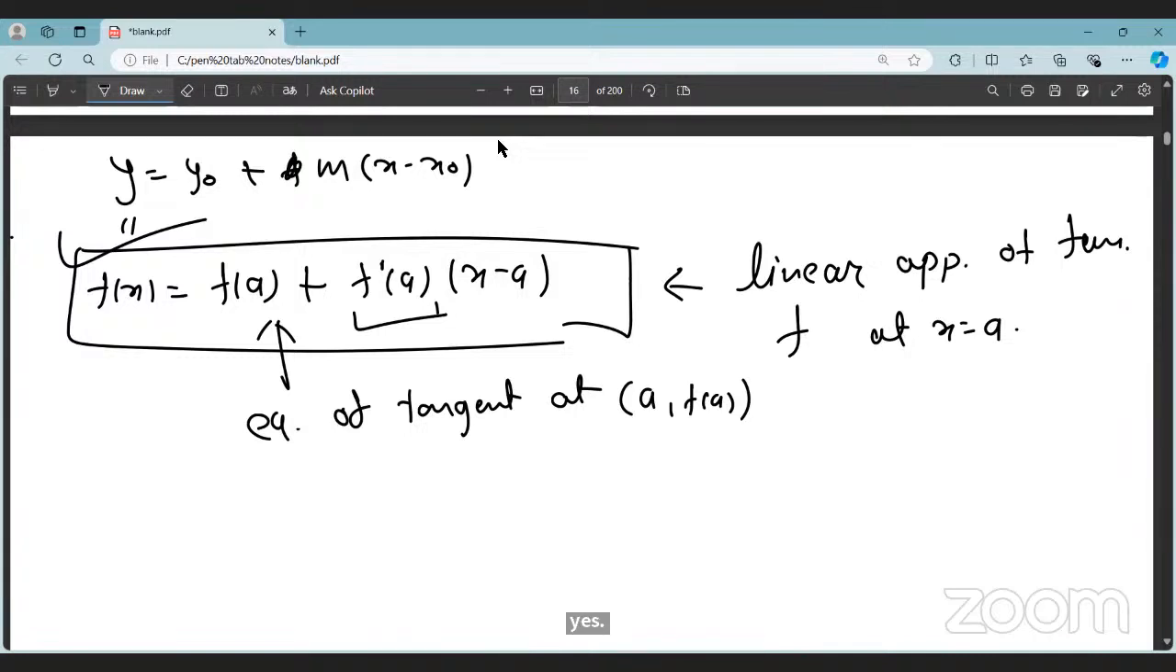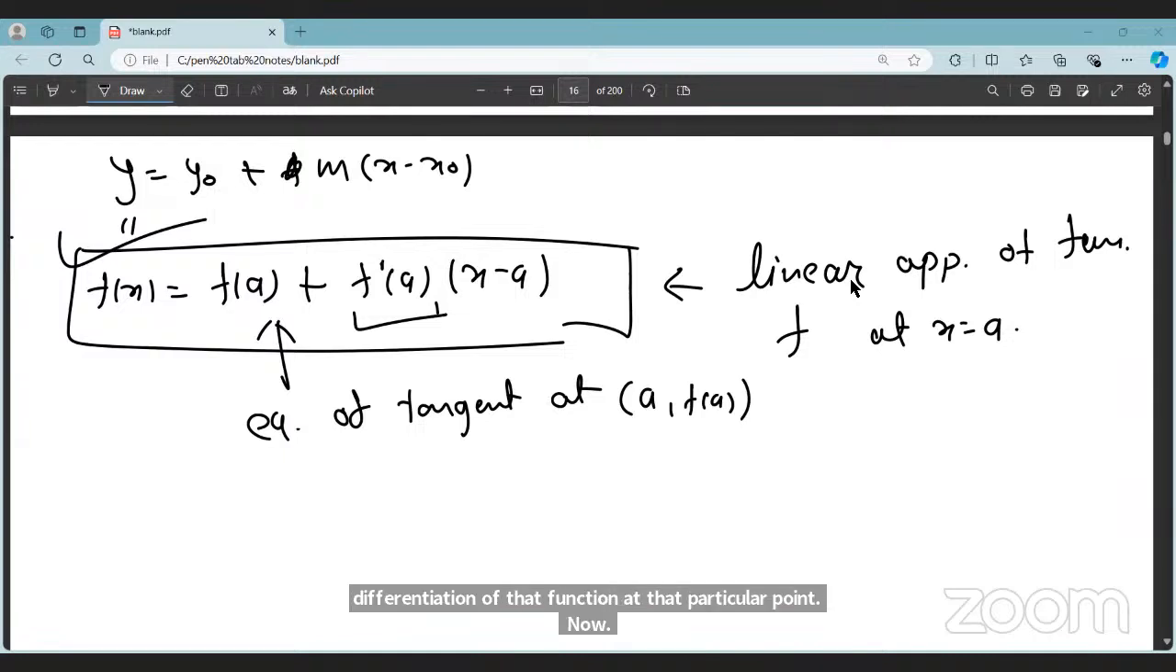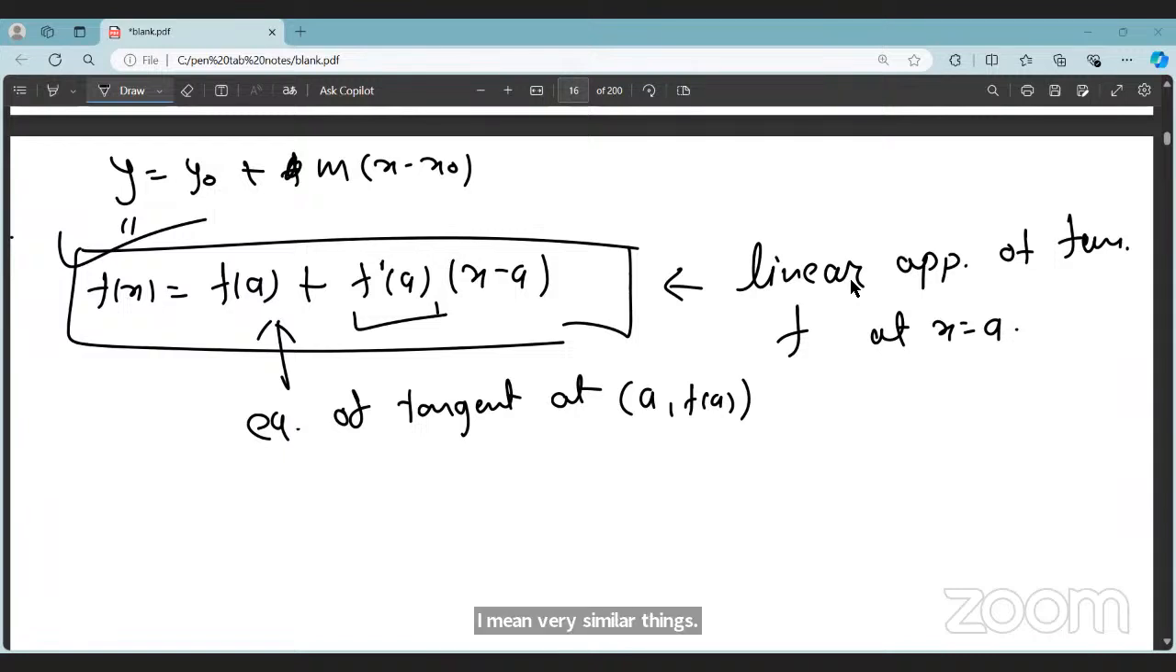Ma'am, the tangent at a point is synonymous with the differentiation of that function at that particular point. Actually, tangent and differentiability are very similar things. Since it is differentiable at that point, the tangent will exist. It will be unique, and this will be the equation of the tangent.